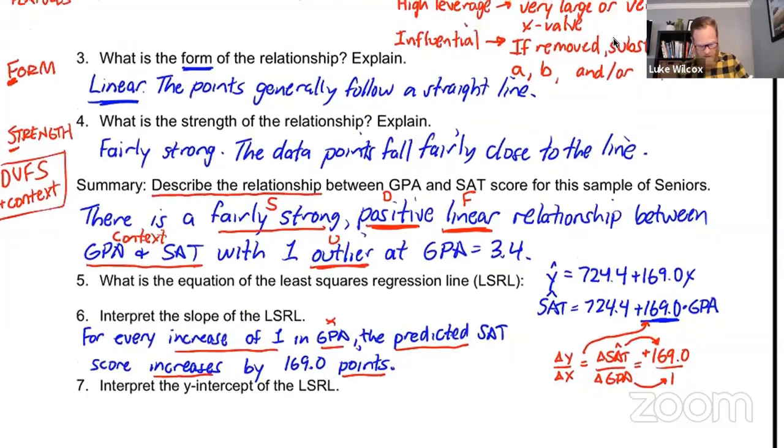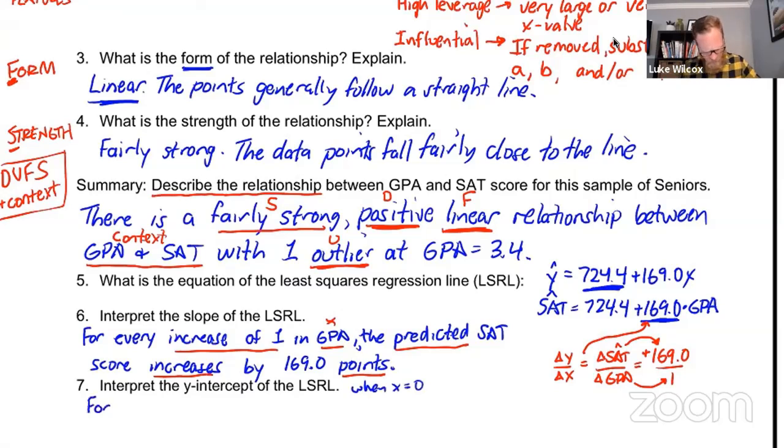All right, now let's get to that y-intercept. So the y-intercept we know is the 724.4. And if you think back to your algebra days, the y-intercept was when the x value is equal to 0. And in this case, the x value would be the GPA. So I don't know that this makes a whole lot of sense, but we're going to write it out anyways.